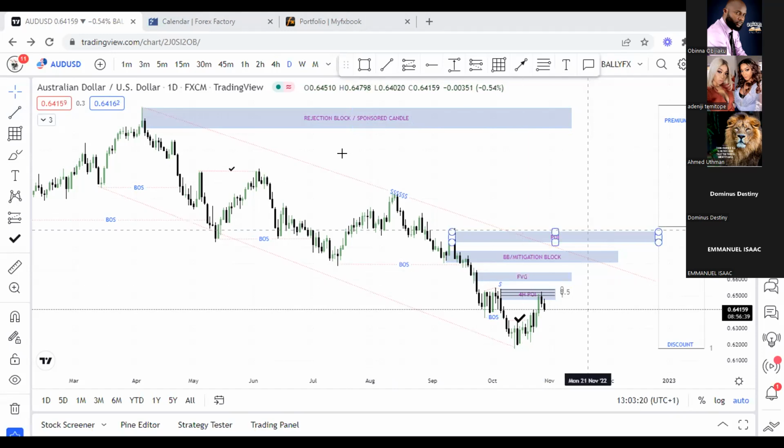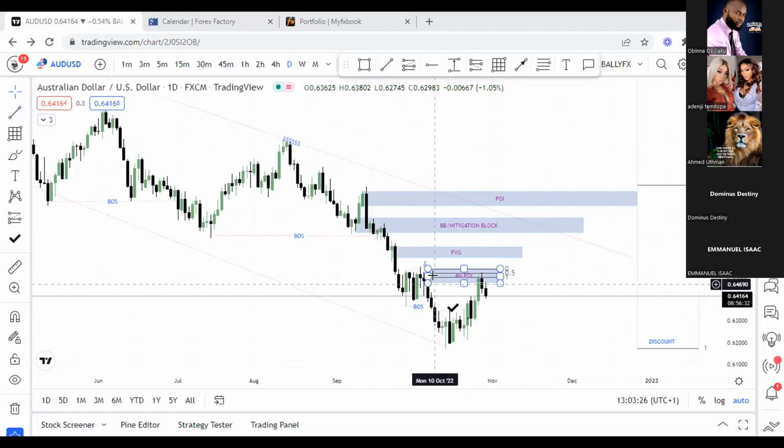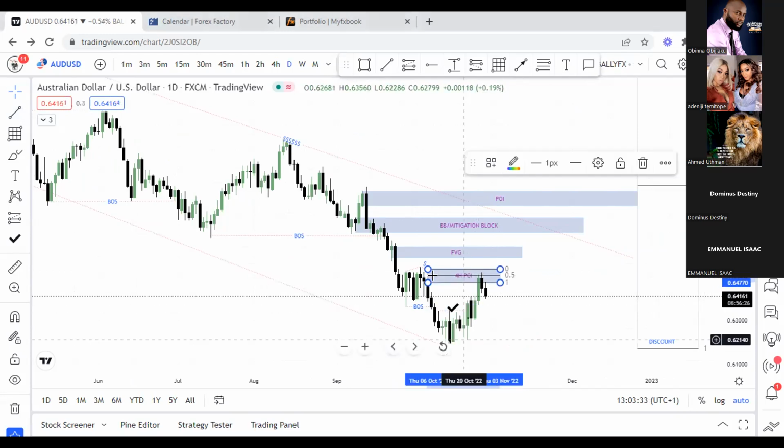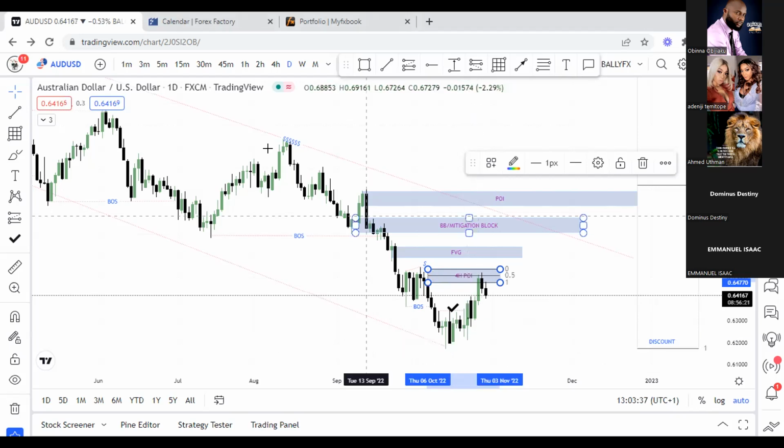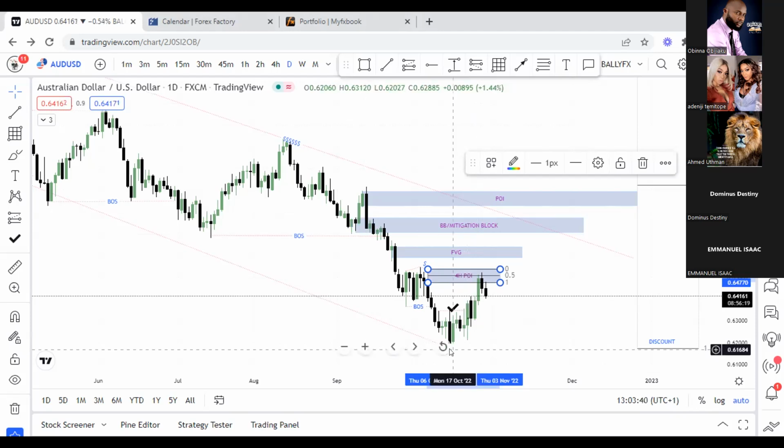I said this is a rejection zone that I was looking at. Price has retested already to continue coming down to take out all this liquidity that we have here, this sell side liquidity, respecting this range structure, then continue going up to feed this fair value gap and continue the bearishness.